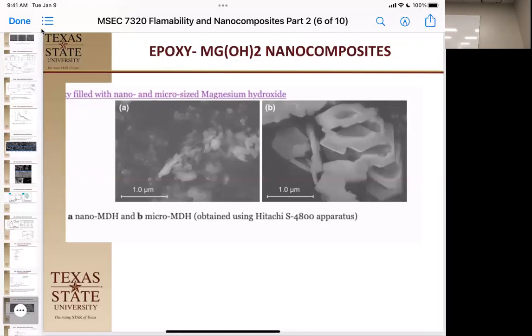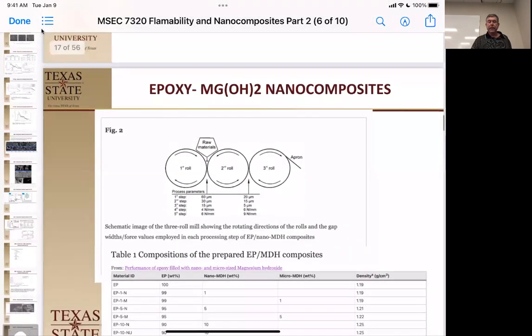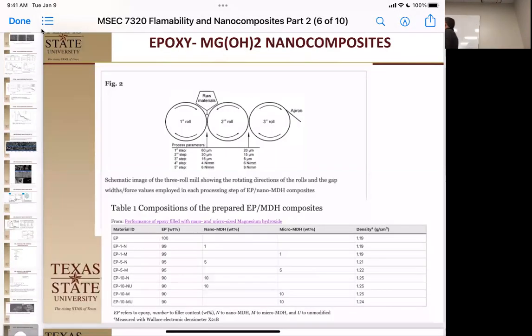And in this system here, they're going to use either the macro or the micro. So this is the nano stuff right here. This is the micro stuff right here. And you'll see these edge platelets, and they're kind of broken up, close to 200 nanometers, not 100 nanometers. So they were really good about theirs because it's an epoxy resin. They used a 3-roll mill to do their system, and they had a neat design of experiment.